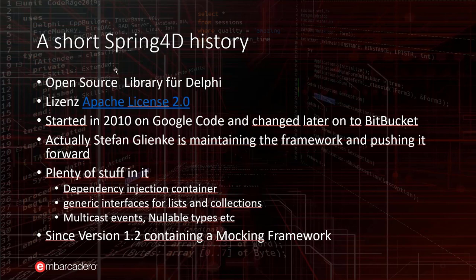Let us look at a little bit of history. It's an open source library for Delphi under Apache license and started 2010 on Google Code, changed later to Bitbucket, and is actually maintained by Stefan Glienke, who's pushing it forward all the time. There's plenty of stuff in it: dependency injection container, generic interfaces for lists and collections, multicast events, nullable types, and so on. I could talk about the contents for a whole video. Since version 1.2, it's containing a mocking framework too, and we want to look at these classes or records we have in this mocking framework.